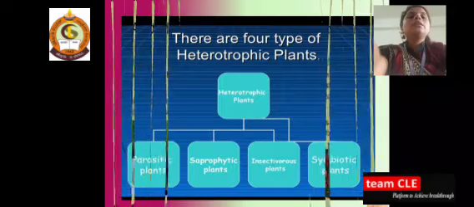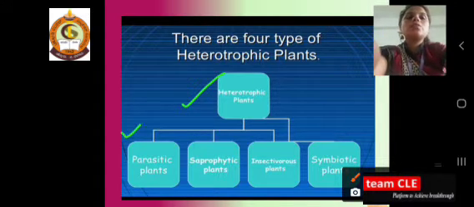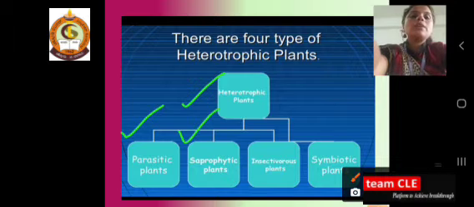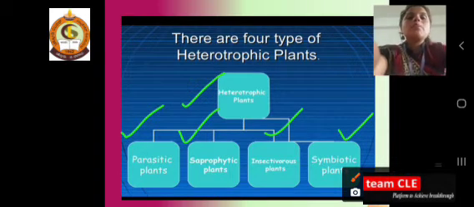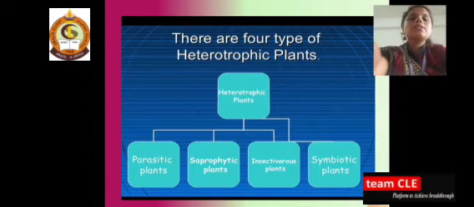Now how many types of heterotrophic plants are there? Totally 4 types: the first is parasitic plants, then saprophytic plants, insectivorous plants and symbiotic plants. So totally how many types are there for the heterotrophic plants? 4. I hope there is no confusion about the types of heterotrophic plants. So let us discuss them one by one.